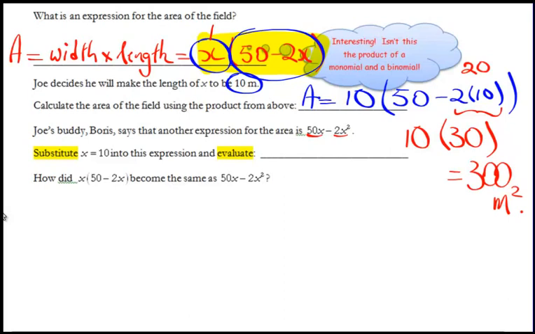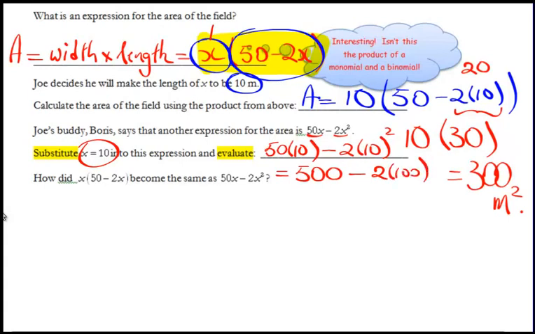Now, the way to check whether Boris is correct is to go through and substitute x equals 10 in. So what have we got? We've got 50 times 10, that's 500, minus 2 times 10 squared. Now, if we evaluate that, that's 500 first. 10 squared is 100, so it's minus 2 times 100. Remember, the exponent must be done first. And 500 minus 200, of course, is equal to 300 square meters, which is what we had for Joe's expression.